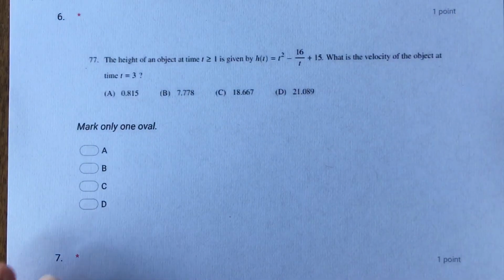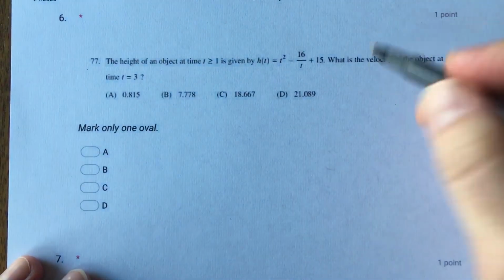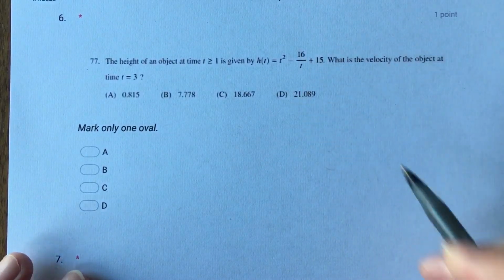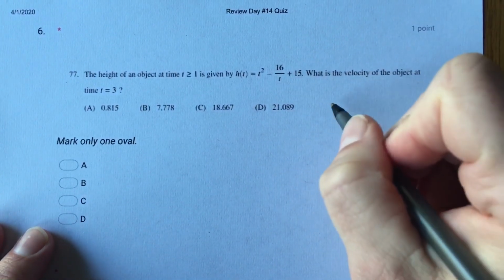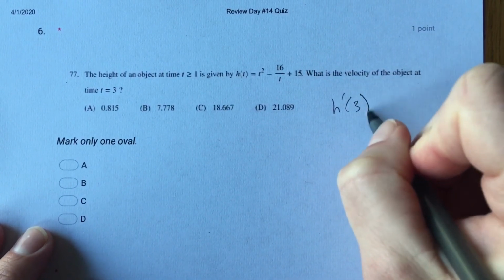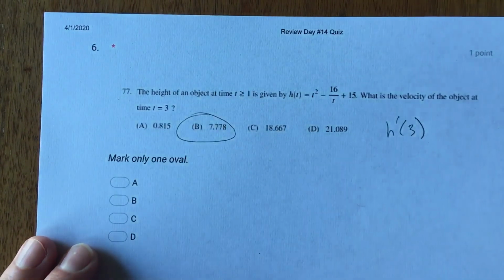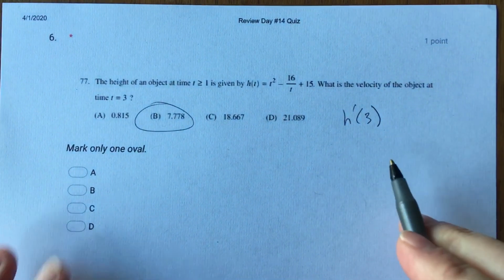All right, and then we get to our last one for this section. It says the height of an object is given by this. What is the velocity at time 3? So this is a simple enough problem. We're taking the derivative with respect to time. Now this was on the calculator section, so I would just plug that into your calculator and go h prime of 3. And if you did that, you should have gotten B, 7.778. All right, simple enough. Throw it on the calculator and get your answer from there.